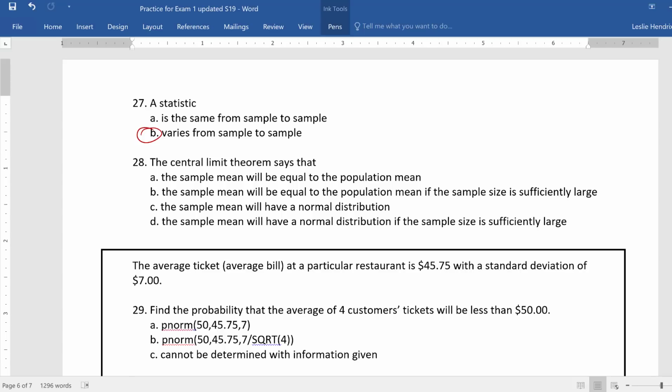What's the central limit theorem? That says that the sample mean will have a normal distribution as long as you have a large enough sample size. Those of you who have had a previous statistics course might recognize B. That's the law of large numbers.